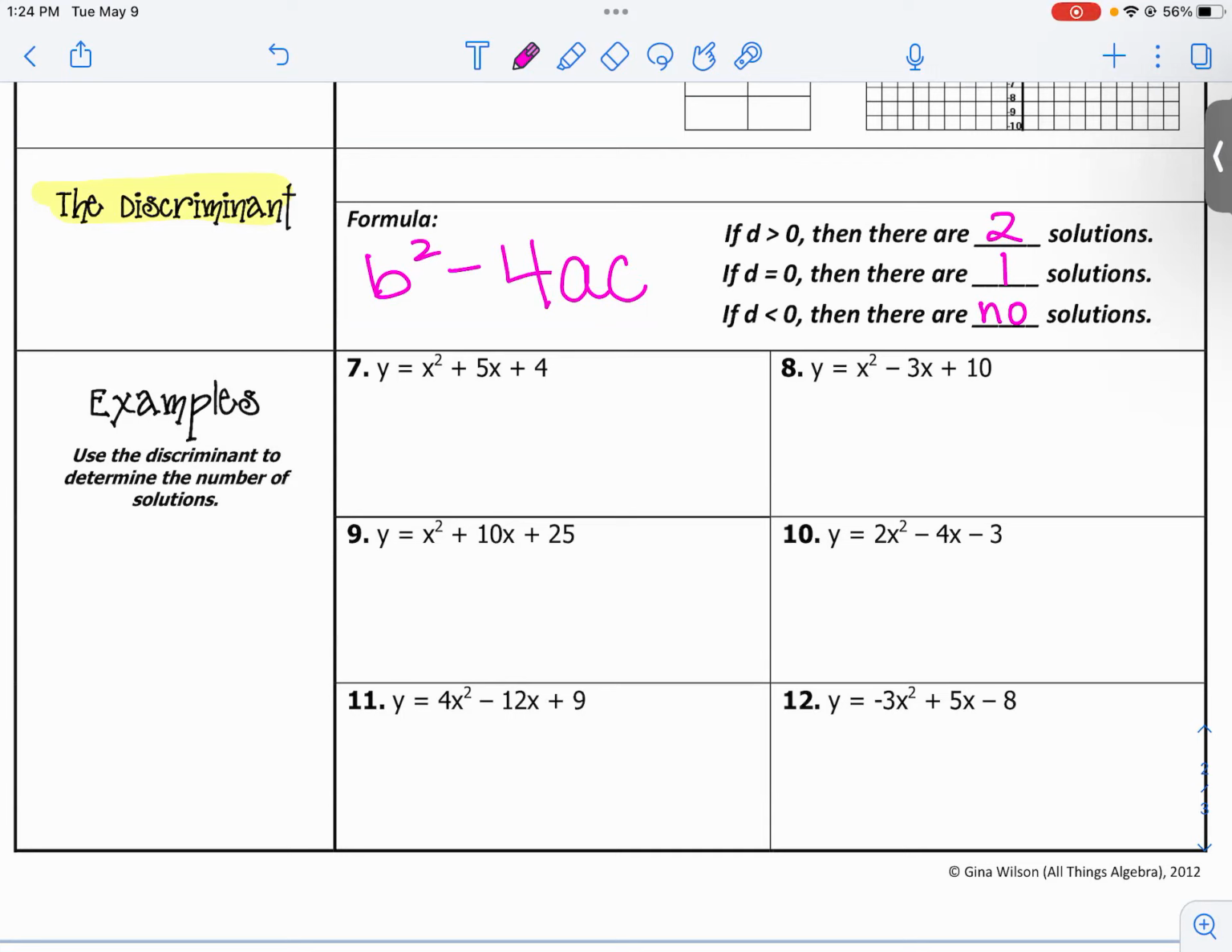So I am just going to ask you to use the discriminant to determine how many solutions there are.